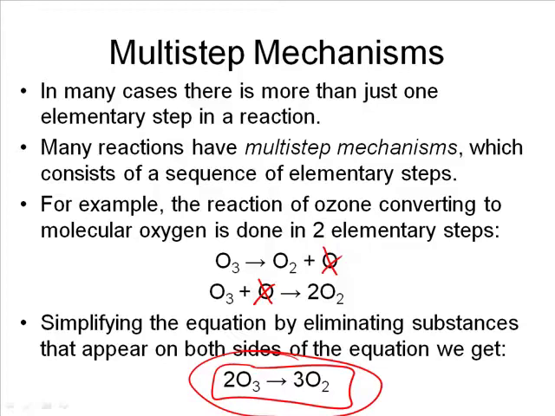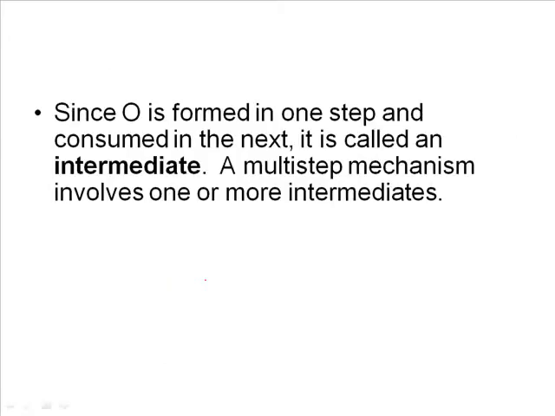Okay, we'll talk about what those are here in just a minute. But for right now, notice that in the overall reaction, we have our two ozones, and then we've got our 3 oxygens. So when we write out the balanced equation, it looks like a one-step process, but really it's a 2-step process for it to occur. And a lot of reactions do that.